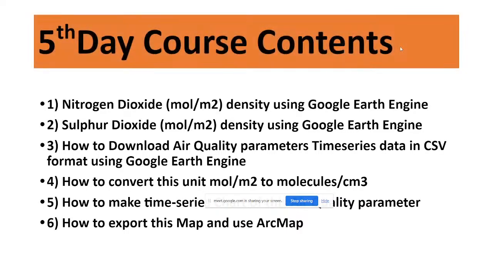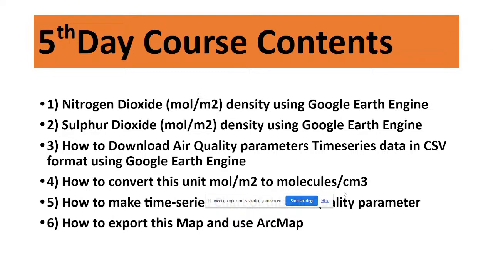Basically, today is our fifth day, and today I will discuss how we can easily calculate the density map of different types of air quality parameters. It can be nitrogen dioxide, sulfur dioxide, carbon monoxide, or methane. For all of those gases, how we can easily make the density map and check where the density is high and where the density is low.